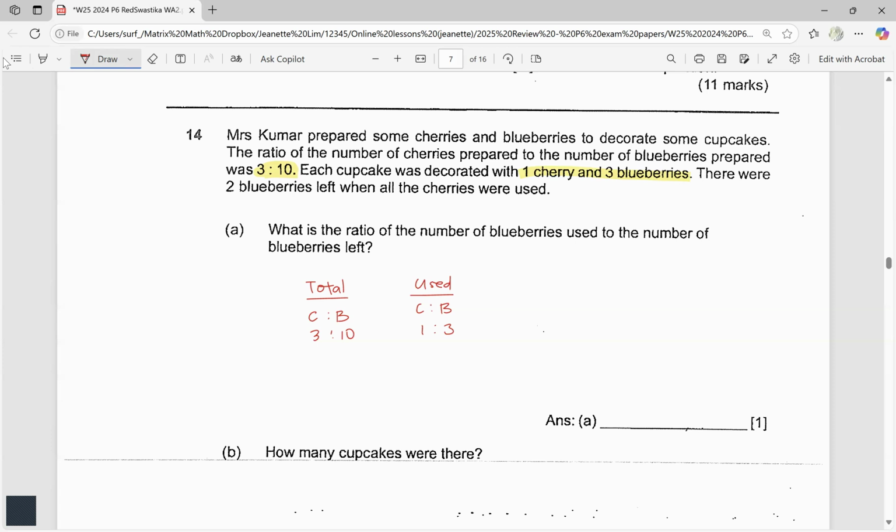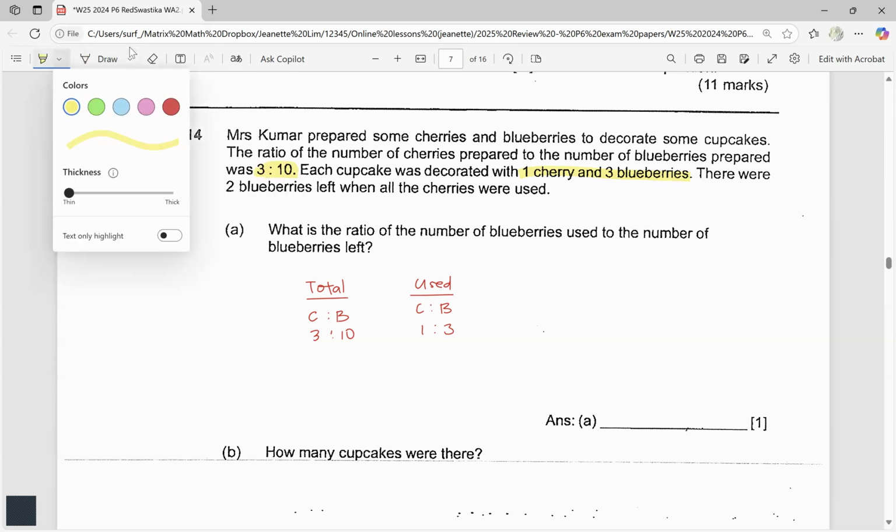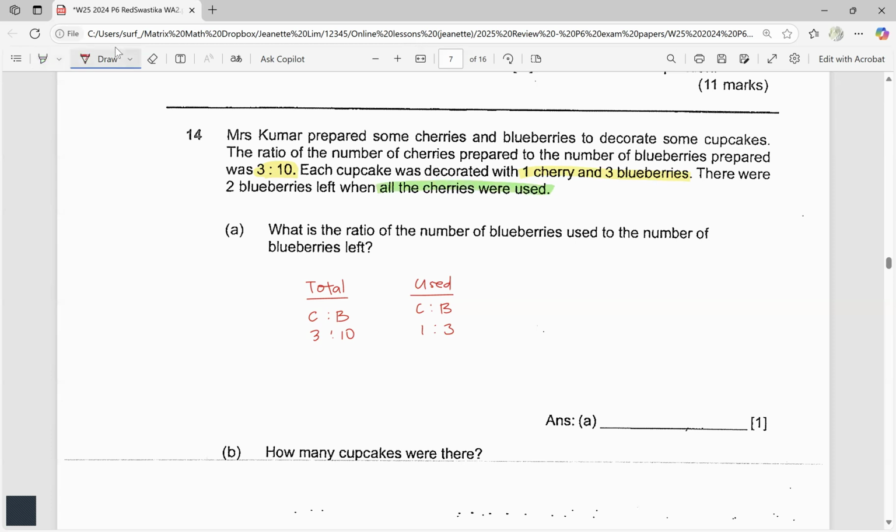Okay, now I need to find a common base between these two ratios. So what's the common base? One thing that is the same between the two ratios would be the cherries. Why? Because all the cherries were used, which means that whatever cherries she had at first would be the same number of cherries that she used in total, because you have nothing left. So we make them the same cherries.